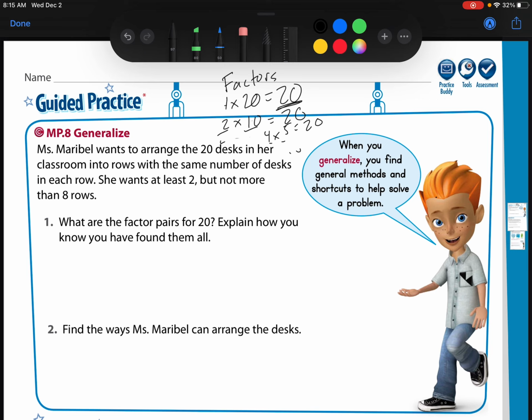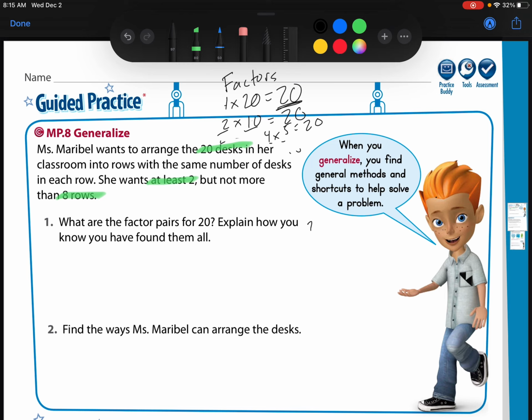Ms. Maribel wants to arrange 20 desks in her classroom into rows with the same number of desks in each row. She wants at least 2, but no more than 8 rows. So what are the factor pairs for 20? Explain how you know you found them all.